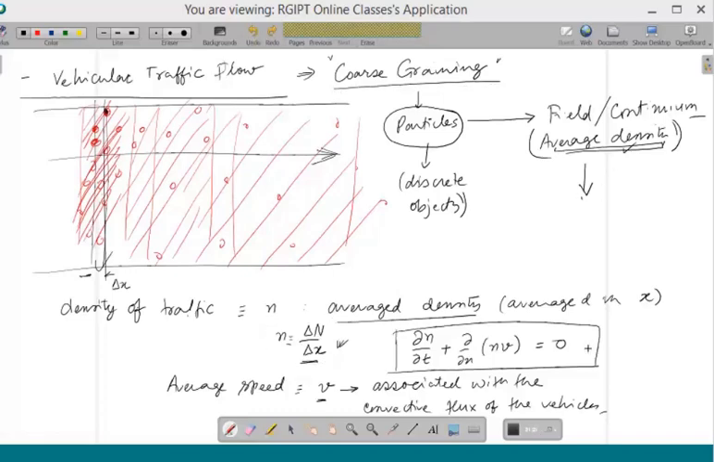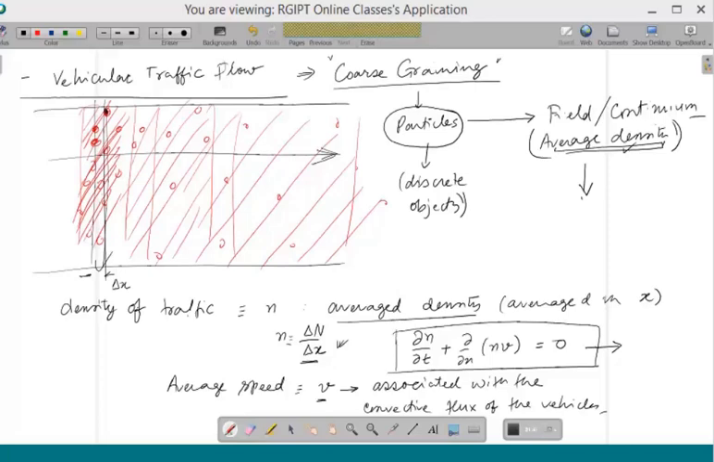If you do that, you have a very simple looking equation which you can actually solve using the boundary conditions, etc., and find out an average density of how the density of traffic may change with t and x. Okay, so that is another example.